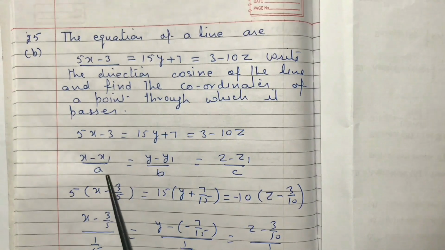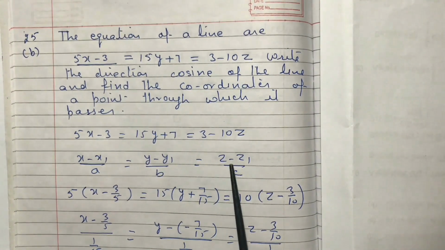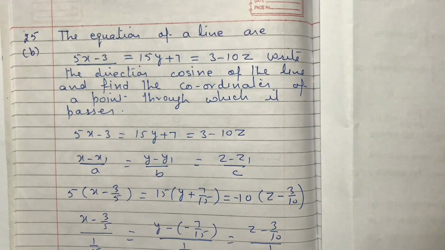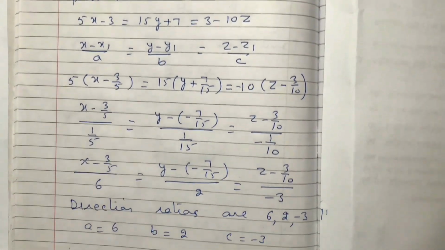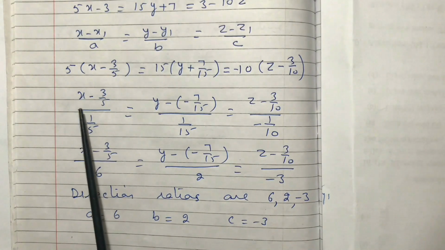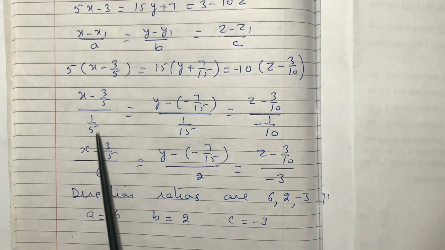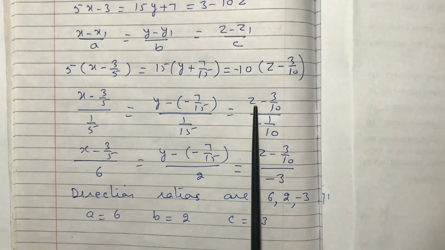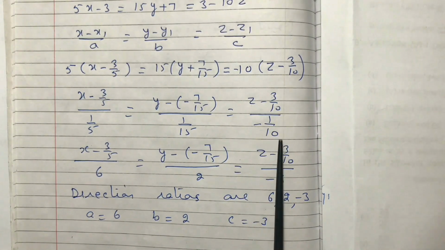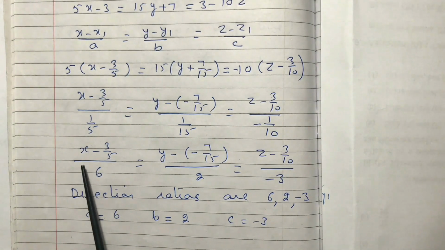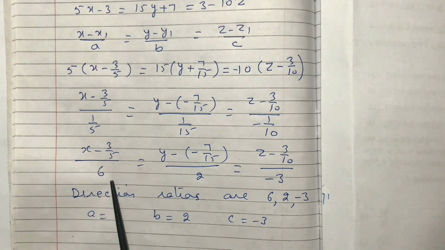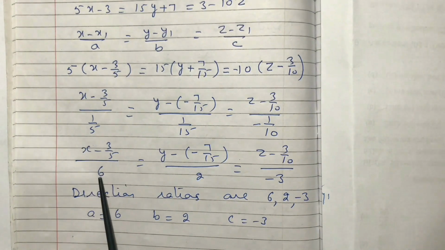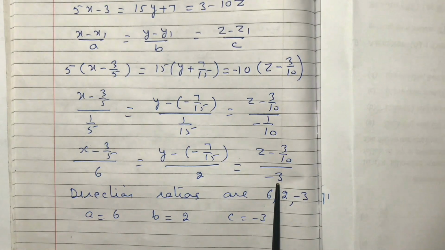(x minus x1) upon a is equal to (y minus y1) upon b is equal to (z minus z1) upon c. So here I have converted this in this form. So I'll get (x minus 3 by 5) upon 1 by 5 is equal to (y minus 7 by 15) upon 1 by 15 is equal to (z minus 3 by 10) upon minus 1 by 10. So equation becomes (x minus 3 by 5) upon 1 by 5. Multiply this denominator with 30. So I'll have 6 here, 2 here, minus 3 here, minus 3 here.